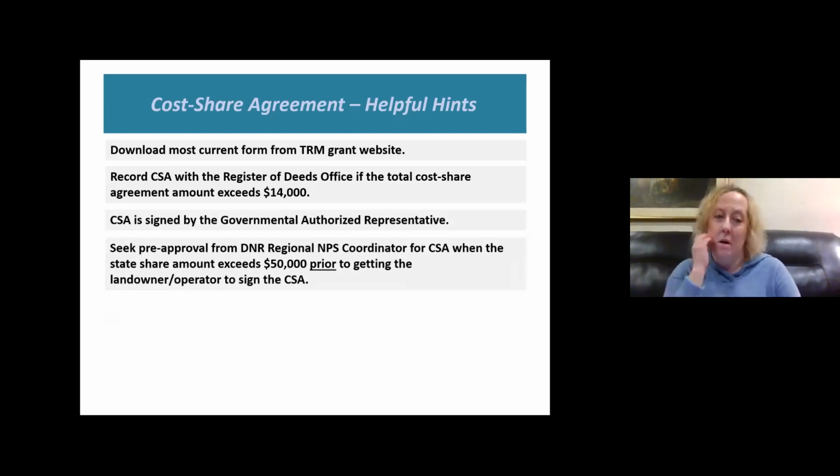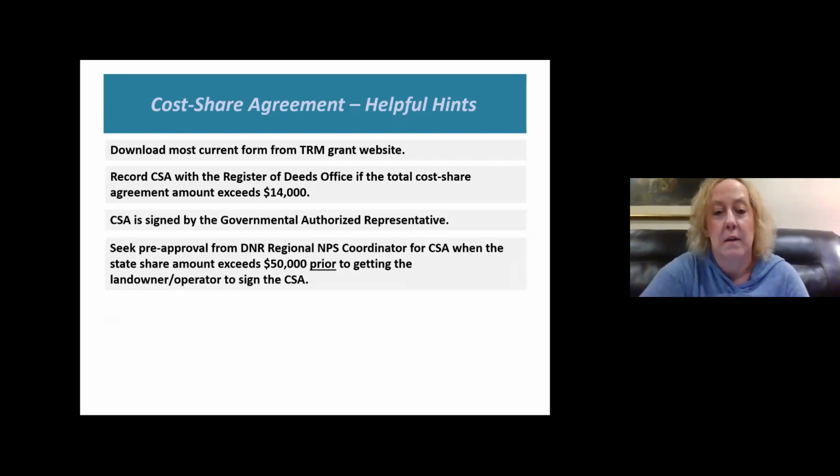And make sure, I should probably list this bullet first or second, make sure you get that pre-approval from DNR if it exceeds more than $50,000 in state share prior to having the landowner sign it. Because if there's any changes, you're not going to want to have to go back to the landowner and have them sign a new version.